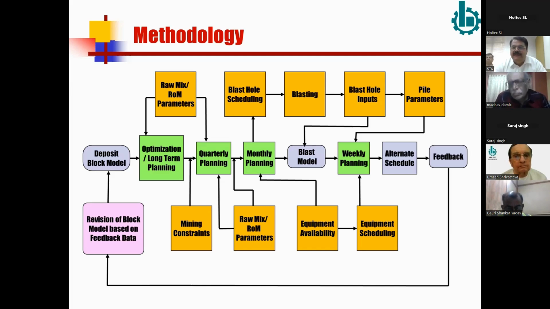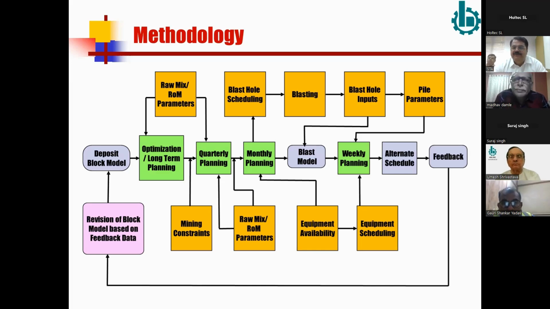In the monthly planning, the blast hole sequencing and scheduling is done and sent to the client, and blast hole inputs are received, geocoded, and a blast model is prepared. From the blast model, we can prepare the weekly planning, and with the pile parameters, it is very easy to monitor the weekly planning.